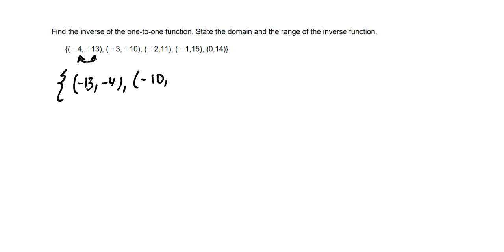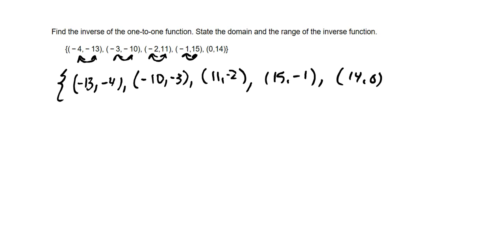Another point would be -10, -3. That's switching the x and y value for that ordered pair. 11, -2 would be another point on the inverse, switching those two x and y values. 15, -1 is another one, switching this x and y value. And then 14, 0, switching this x and y value. So this is the inverse of the one-to-one function.